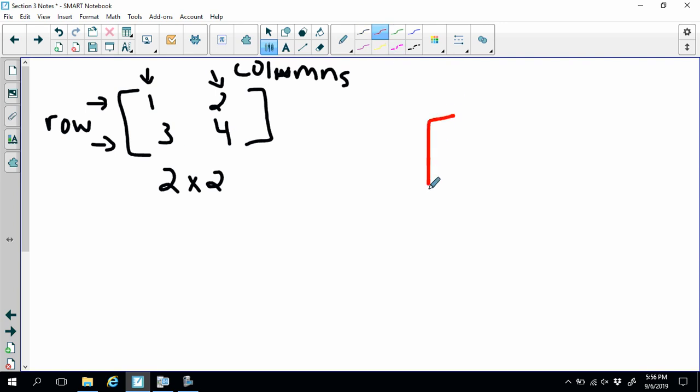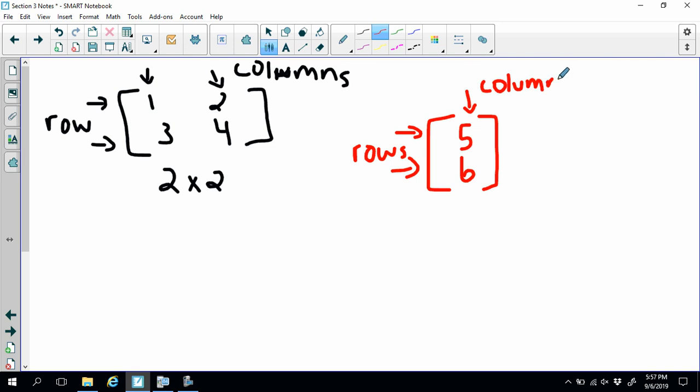Let's say for our next example, we have this matrix. So we have 5 and 6 within our matrix. Now notice here, once again, we have 2 rows, but we only have 1 column. So when we find the dimension of this matrix, we go by rows first. So we say 2. The x represents the word by, and then for the column we only have 1. So the dimension of this matrix is 2 by 1.